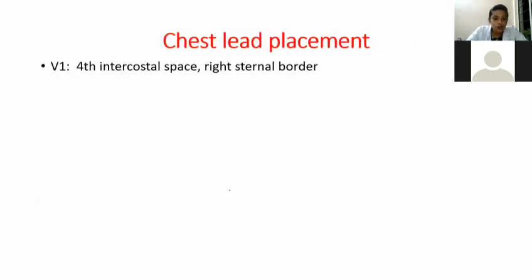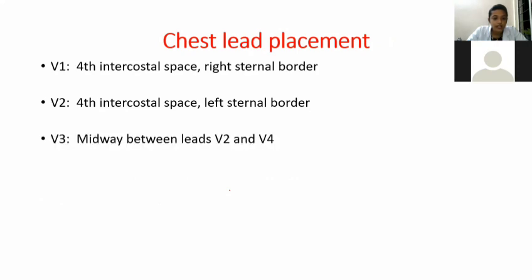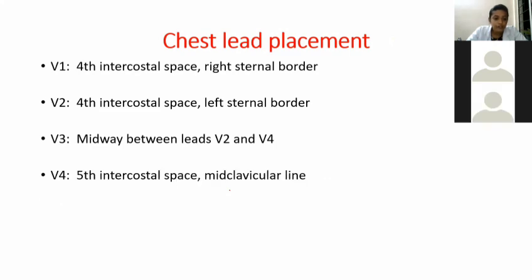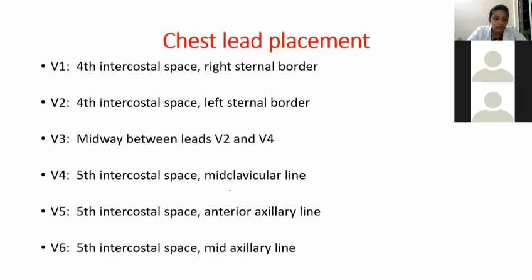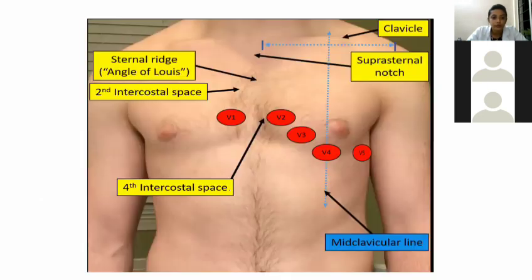For V1, it is the 4th intercostal space at the right sternal border. V2, it is the 4th intercostal space, left sternal border. And V3 is midway between leads V2 and V4. V4 is the 5th intercostal space, mid-clavicular line. V5, fifth intercostal space, anterior axillary line. And V6 is the fifth intercostal space, mid axillary line. So we will see it in the image so that it will be more clear.